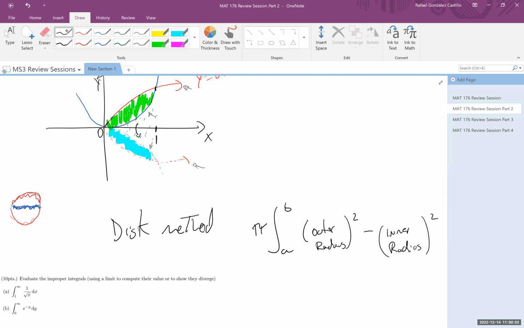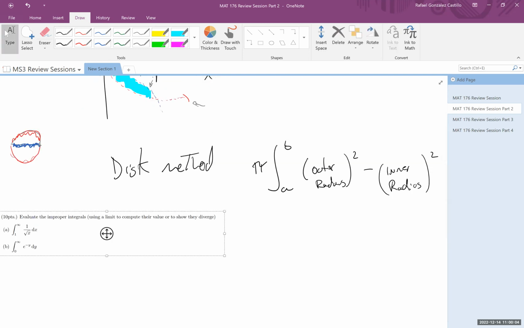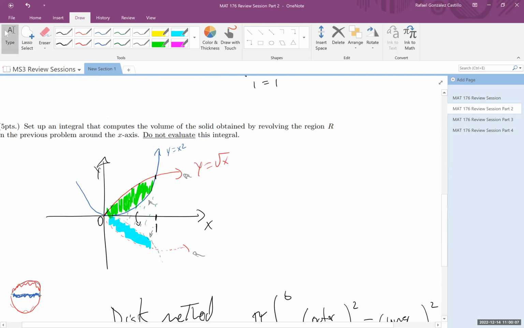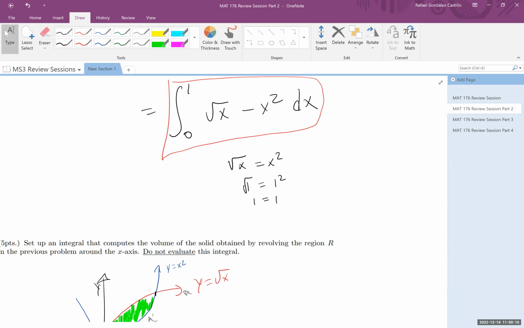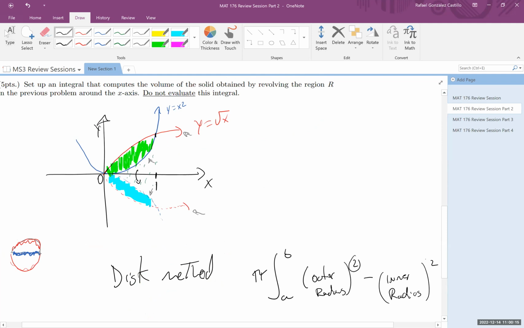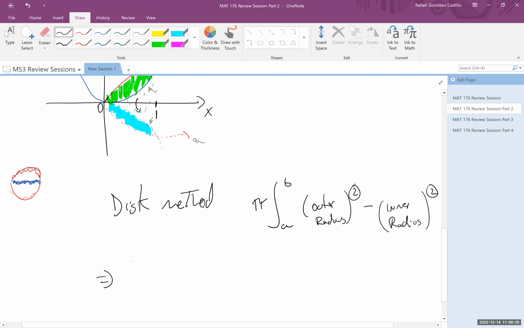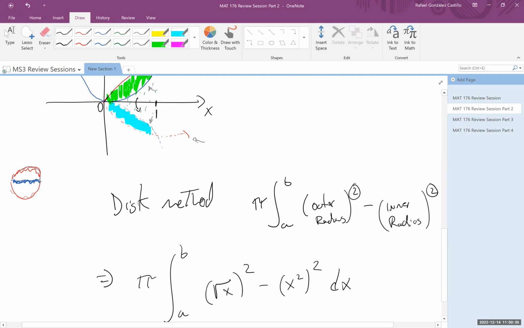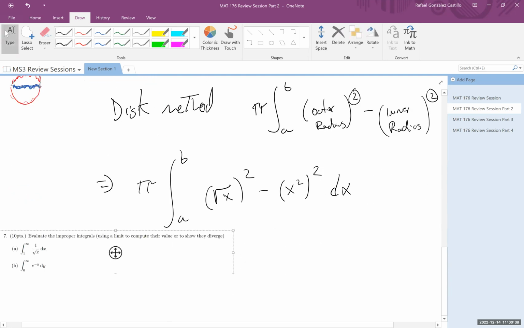It's the outer one. So when we use this method for this problem, it actually comes out to be the same as the previous problem with a little caveat. Now we are squaring each of the functions. So what we get here, as far as the volume, is pi times the integral from a to b of square root of x squared minus x squared dx. We actually do know what a and b are because we did it in the previous problem. That's still 0 to 1. So we could actually substitute that in right away.